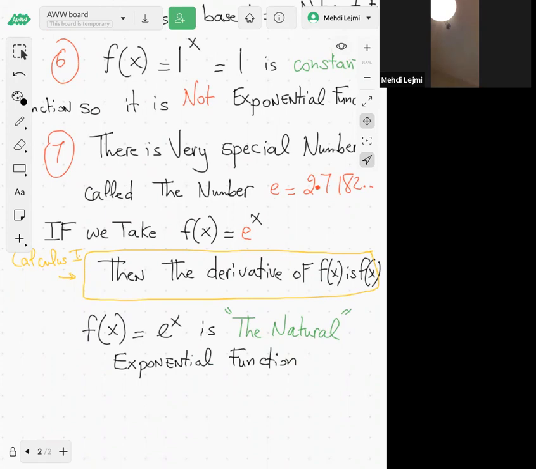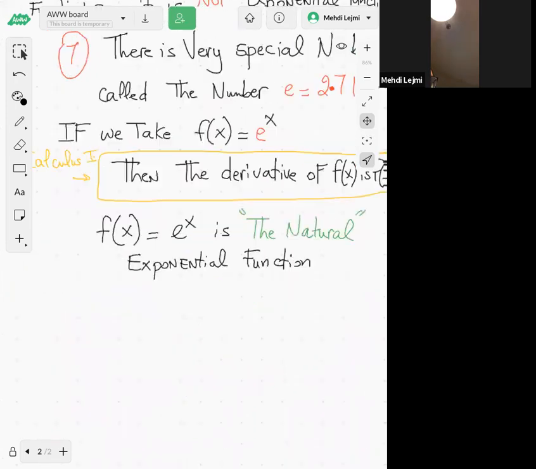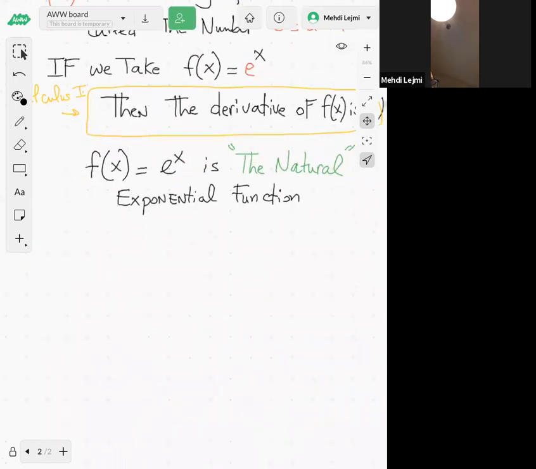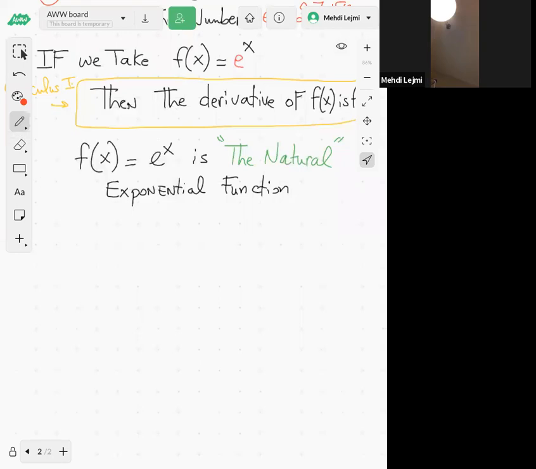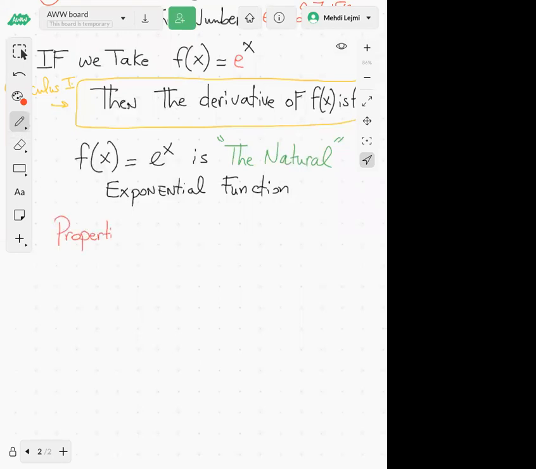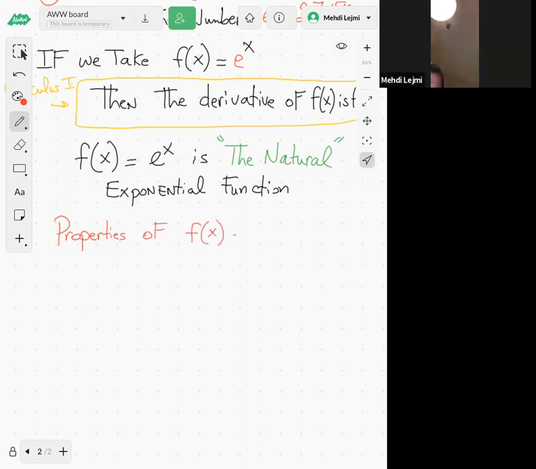So this is just some examples. Now I'm going to give you some properties of this exponential function, and some properties of its graph. So properties of f of x equal to b to the x.